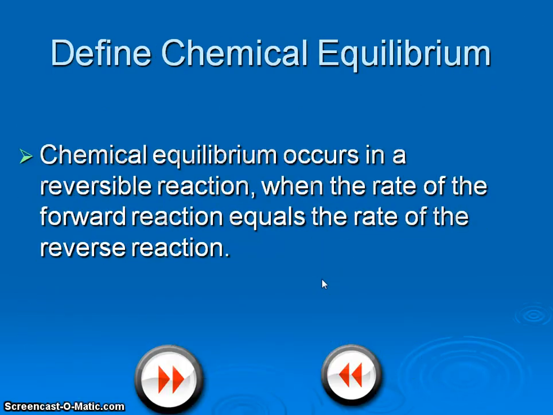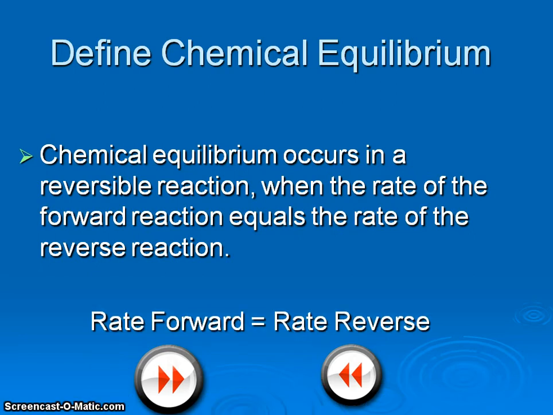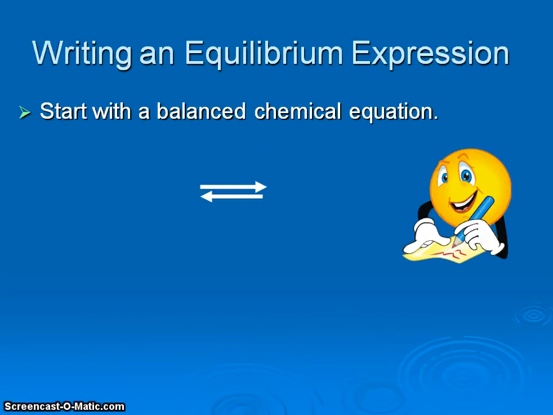To define chemical equilibrium, it occurs in a reversible reaction when the rate forward is equal to the rate reverse. Now we're going to do a lab in class that has to do with this. Again, the rate forward is equal to the rate reverse.